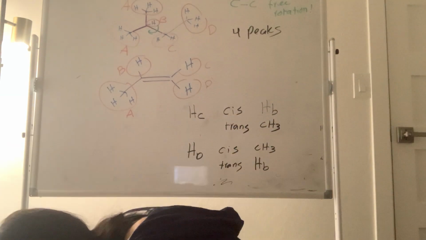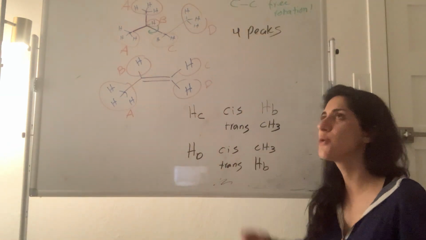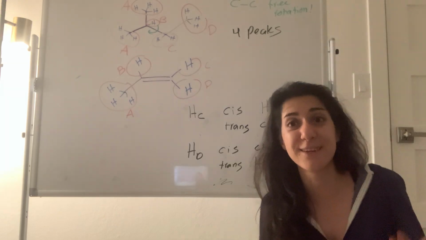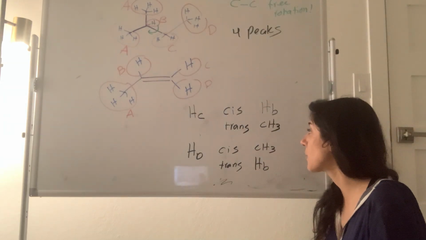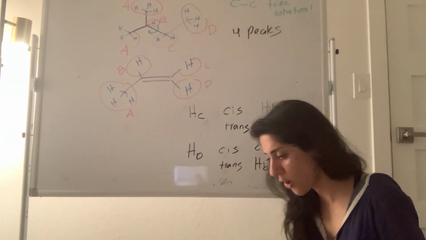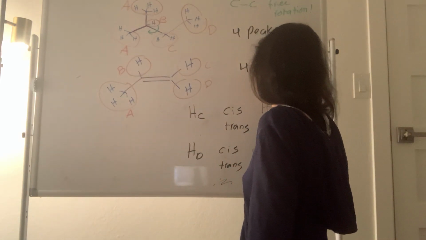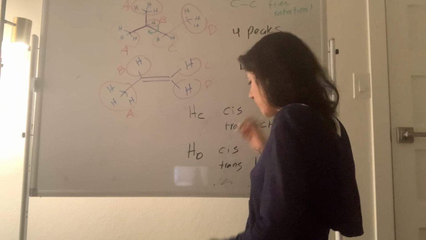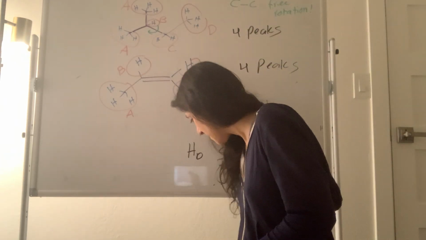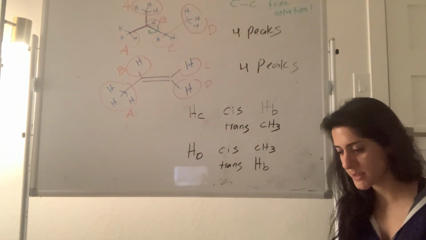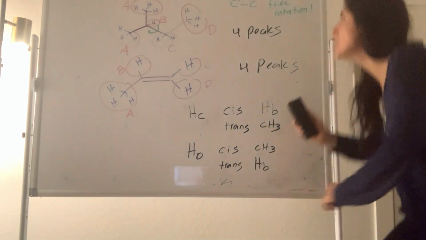So the way I look at it, basically, when these two look out the window, they're going to see different things. So they're not going to be equivalent to each other. So how many peaks do we have? We're going to have 4 peaks. So double bond, you have to be very careful about because there is no free rotation. Ready for next 2? Yeah?